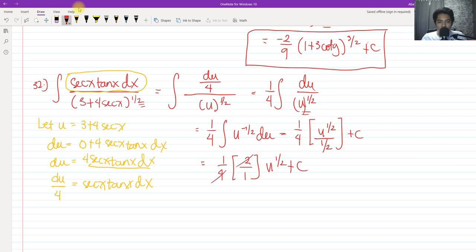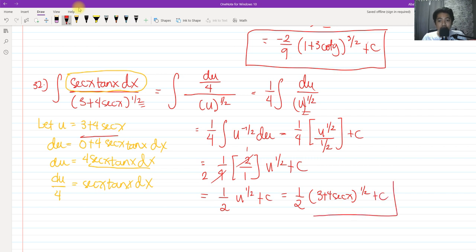So we have 2 all over 4, that's 1 over 2. Okay? So we have 1 times 1, that is 1, all over 2 times 1 is 2. We have u raised to 1/2 plus c in here. Okay? But we have to substitute back the original value of u. So u is equal to 3 plus 4 secant of x. So we have 1/2 multiplied by 3 plus 4 secant of x raised to 1/2 plus c. And that is our answer for this given problem.